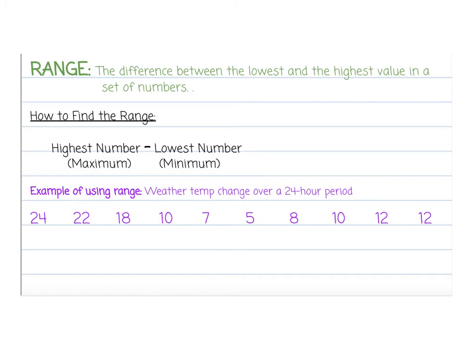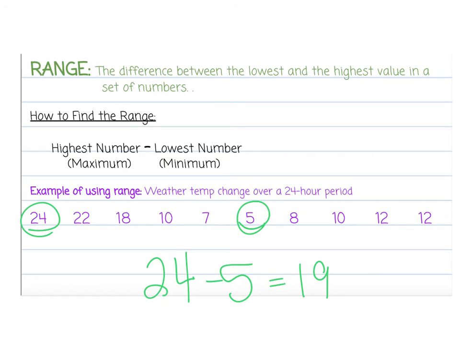So you would take the highest and the lowest and subtract, and that would tell you how much the weather changed. So looking at our information here, you're just trying to find the highest and the lowest. Well, I see 24 looks like the highest, and 5 looks like the lowest. So 24 minus 5. And throughout all of this mean, median, mode, range, you can use a calculator. So the range is 19. Subtract the highest and the lowest.